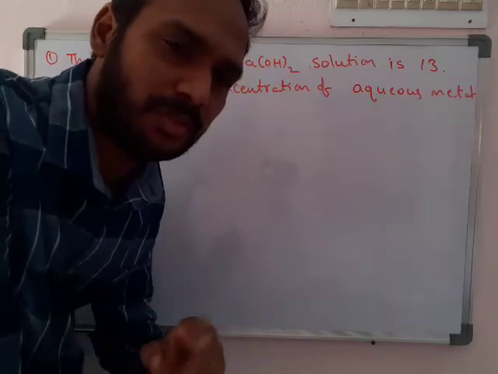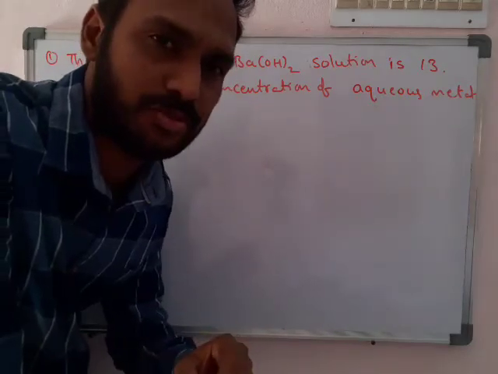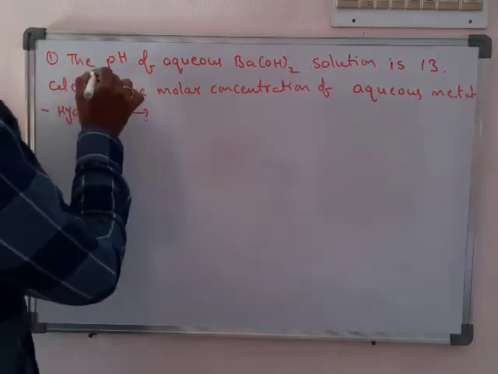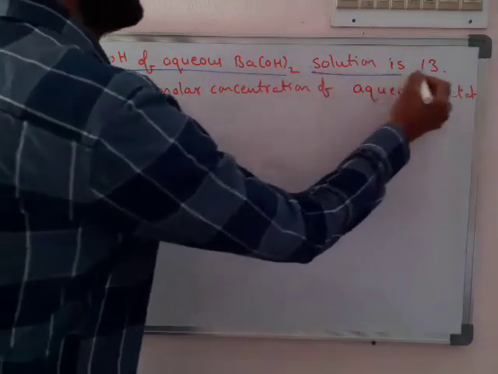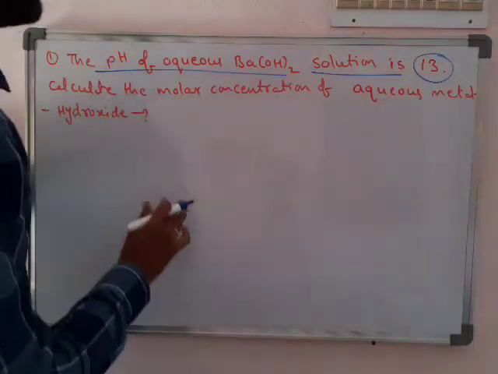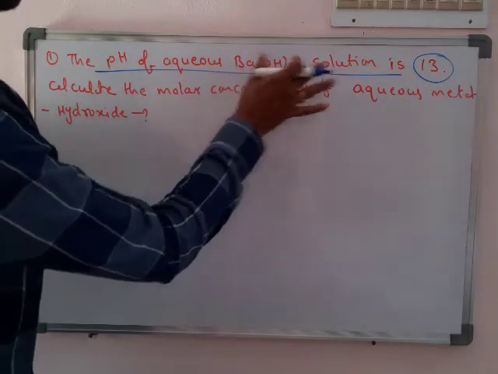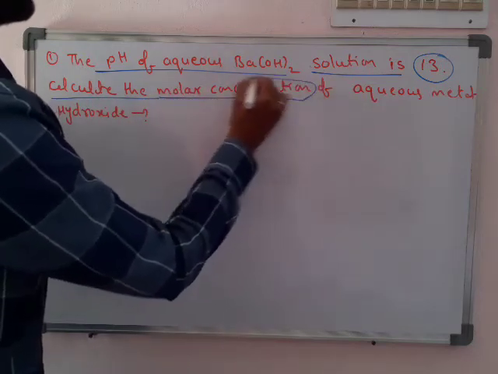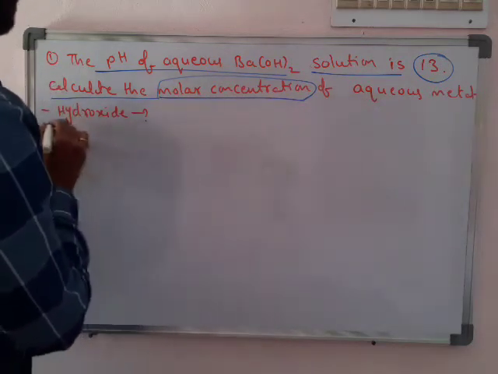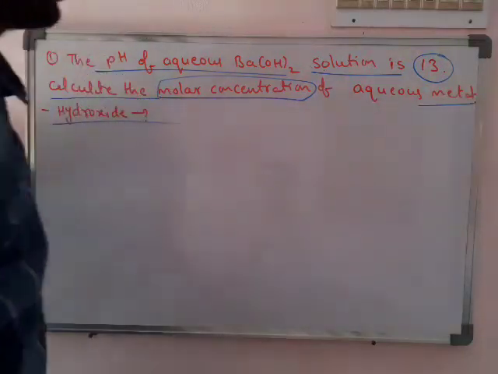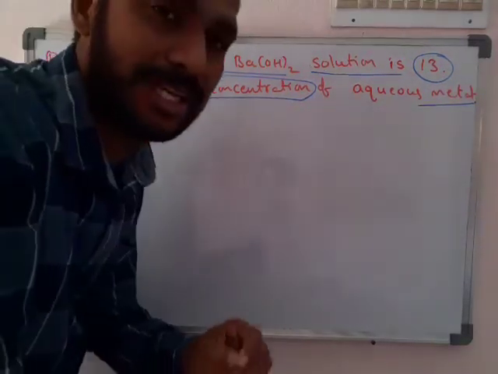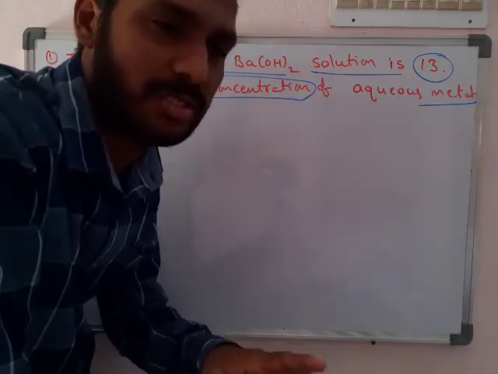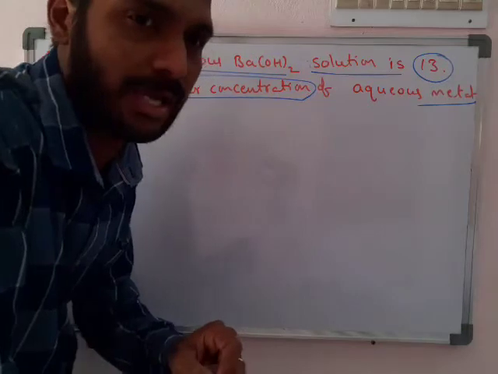So hello everyone, today we see some more problems in pH. Okay, see the first one. The pH of aqueous barium hydroxide solution is given as 13. When the pH of this barium hydroxide is given as 13, we have to calculate the molar concentration of metal hydroxide. Means we have to find the concentration of that barium hydroxide. Metal hydroxide means barium is a metal. We have to find the concentration of barium hydroxide.